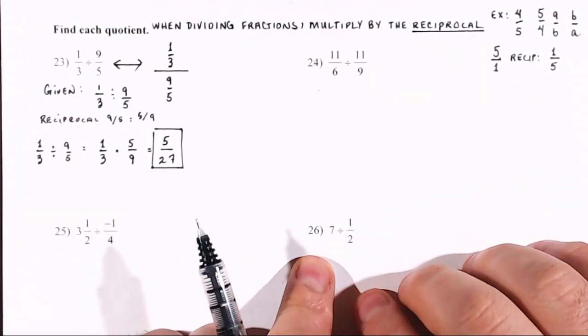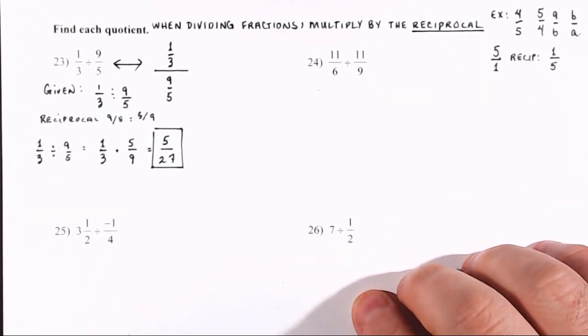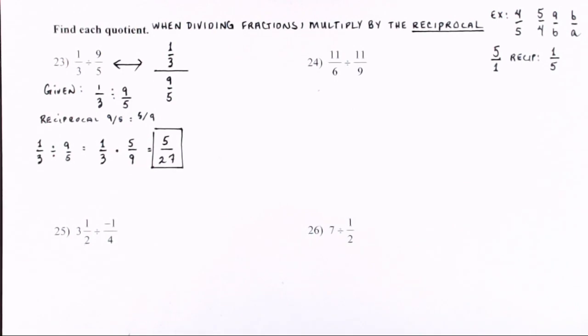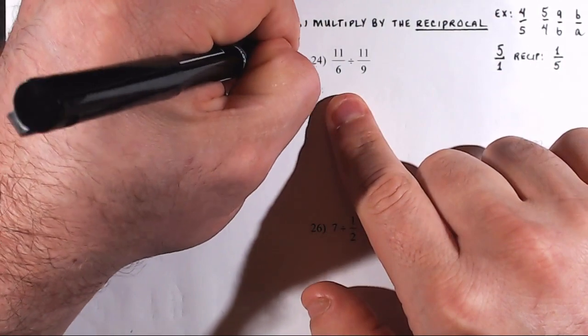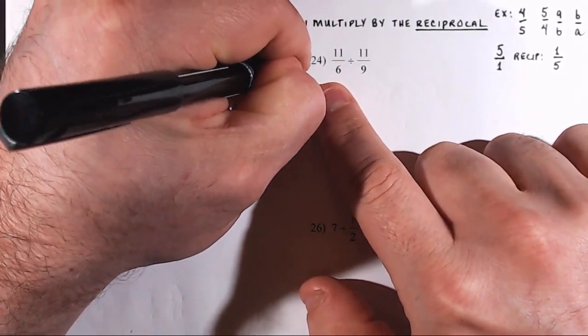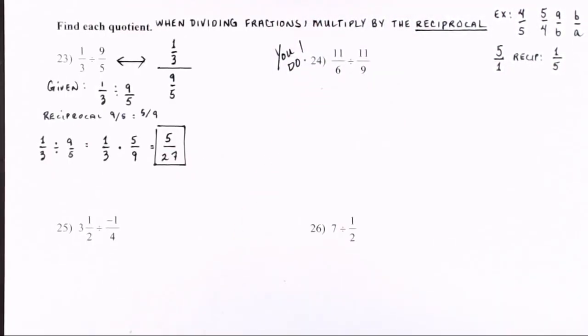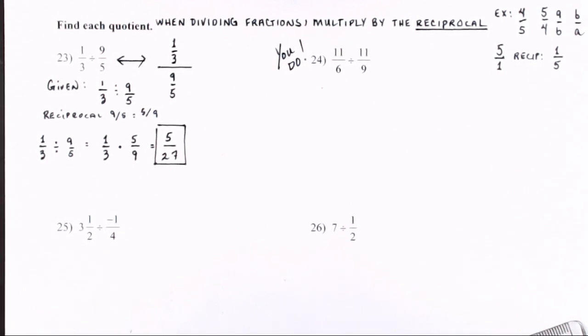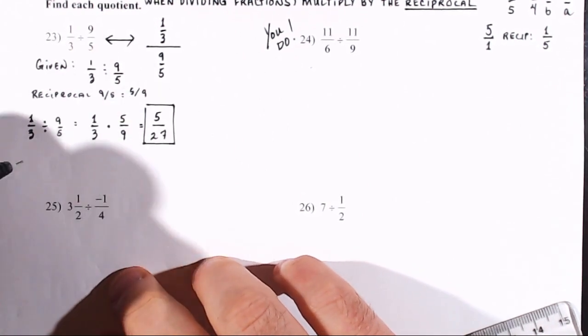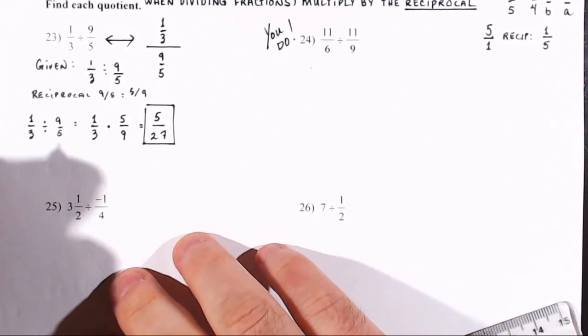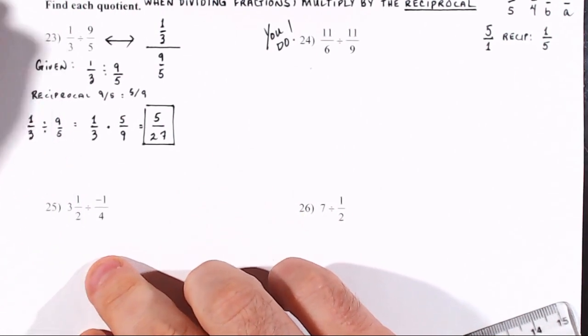I want to show number 26 and number 25. So we'll make number 24 a you do. You do number 24. And let's look at number 25. For number 25, we have a mixed fraction divided by a proper fraction. So the first thing we have to do is convert this mixed fraction into an improper fraction.